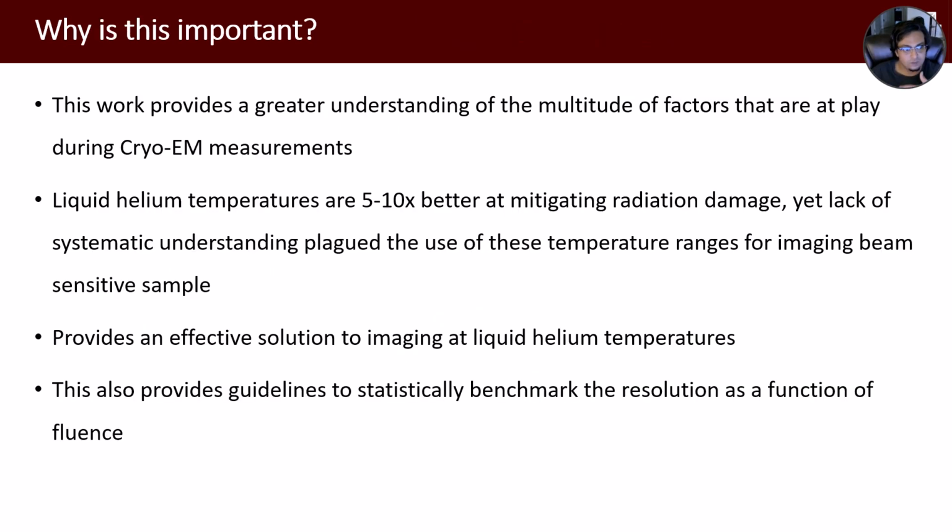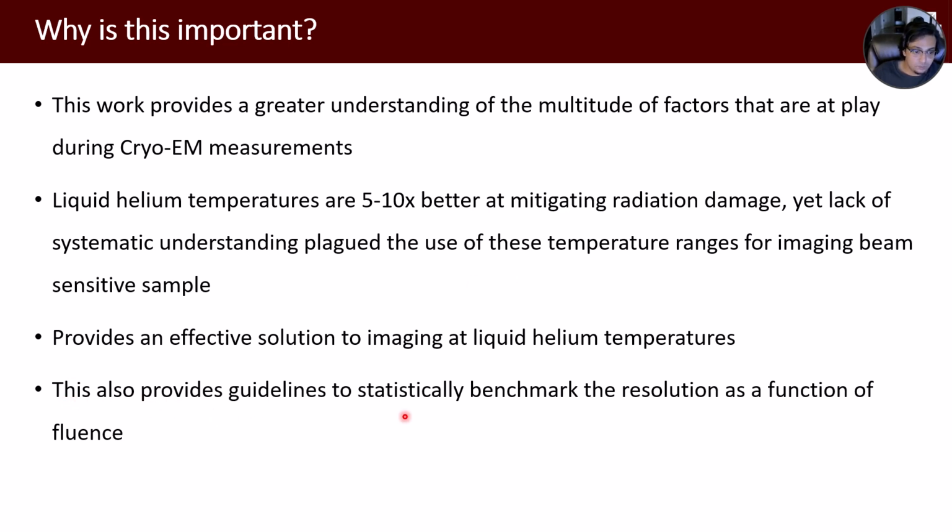So why is this important? This work provides a greater understanding of the multitude of factors that are at play during cryo-EM measurements. Liquid helium temperatures are 5 to 10 times better at mitigating radiation damage, but with the accounting for all the effects, after we engineer the grid, we get 1.5 times improvement. But there was a lack of systematic understanding that plagued the use of this temperature range in measuring beam sensitive samples. But now we found a bit of a solution. We have developed a better understanding through this work. And so this provides an effective solution to imaging at liquid helium temperatures, as we've discussed.